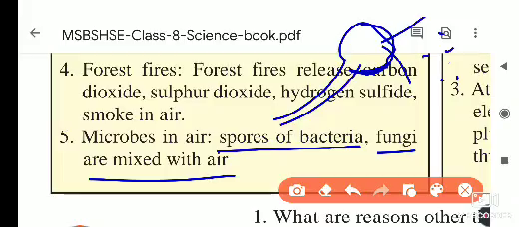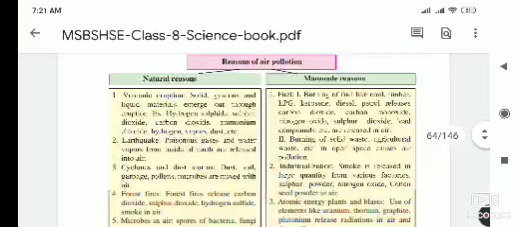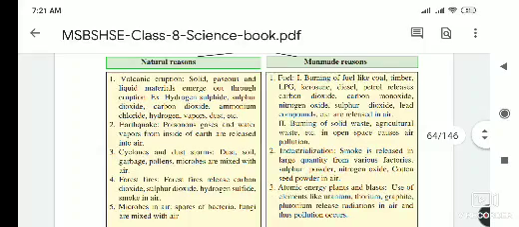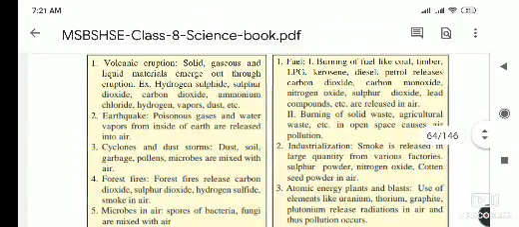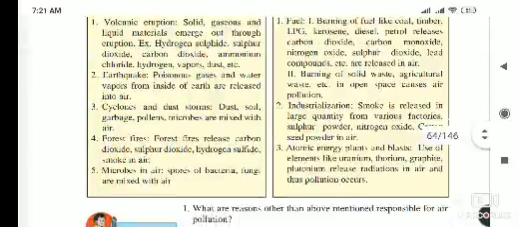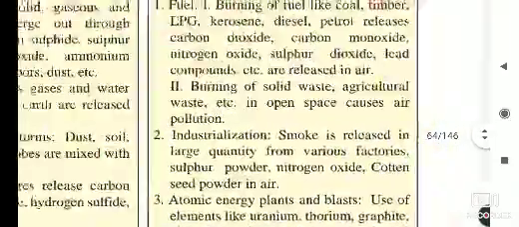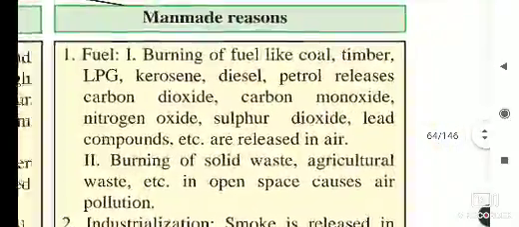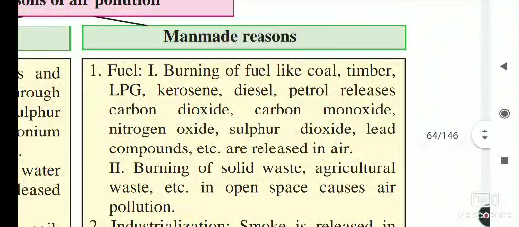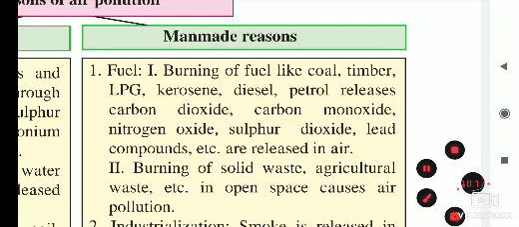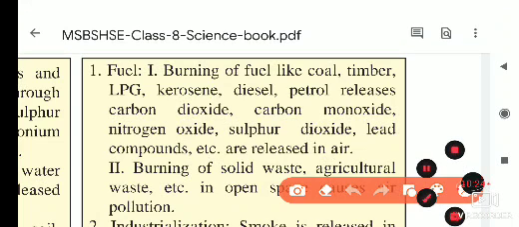Okay, now these are the natural reasons, and we cannot stop them, we cannot control them. But man-made reasons are there. If we do some activities, we can reduce the man-made reasons, which means we can control them.